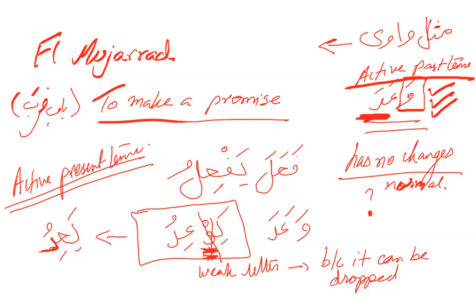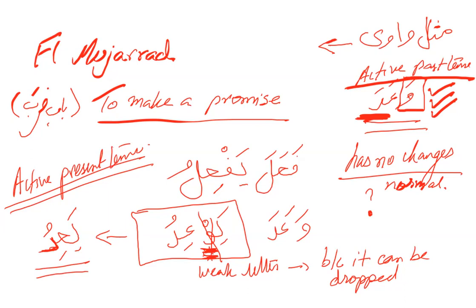So can somebody do the conjugation for ya'idu? Ya'idu, ya'idani, ya'iduna, ta'idu, ta'idani, ya'idna, ta'idu, ta'idani, ta'iduna, ta'idina, ta'idani, ta'idna. Excellent. Aid, aidu, naidu.